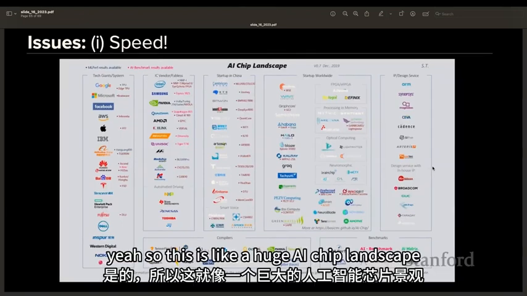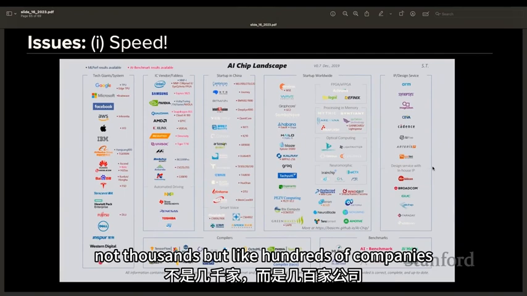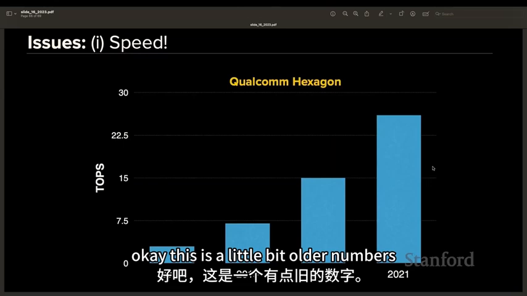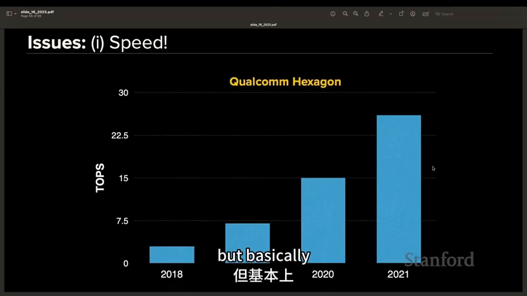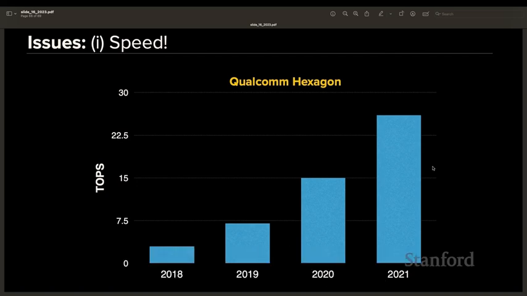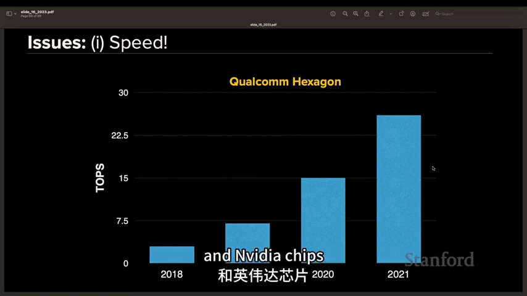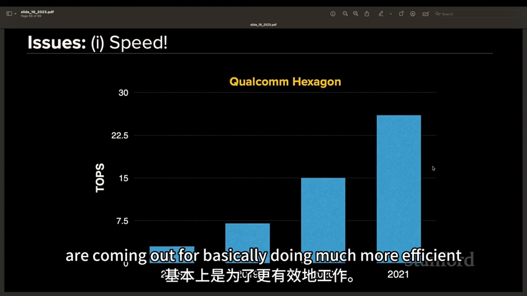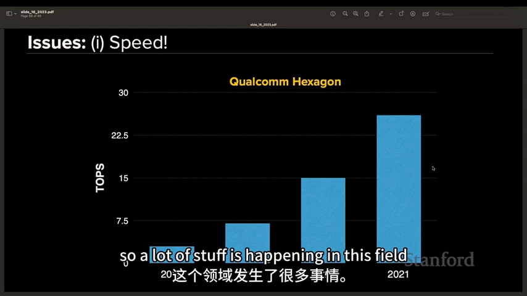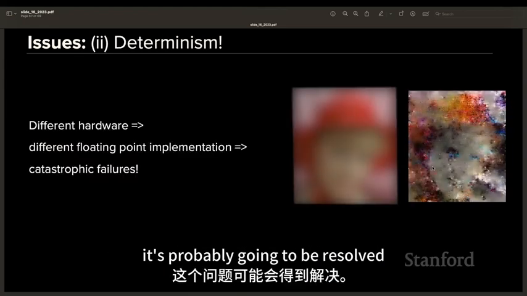Yeah, so this is a huge AI chip landscape, with hundreds of companies working to make things better. Qualcomm, okay, these are a little bit older numbers, but basically Qualcomm has a recent chip which does extremely efficient ML inference. Today we have the M3, I think, Apple chips which are doing the same. NVIDIA chips are coming out for much more efficient compression and decompression for learned stuff on GPUs. So a lot of stuff is happening in this field. So even though this is a problem right now, it's probably going to be resolved.